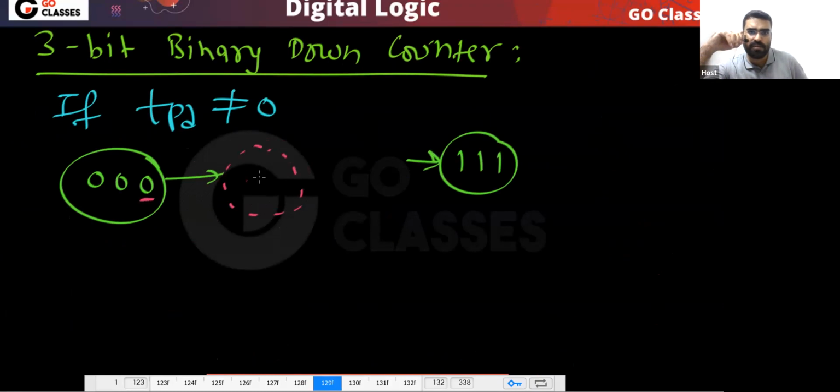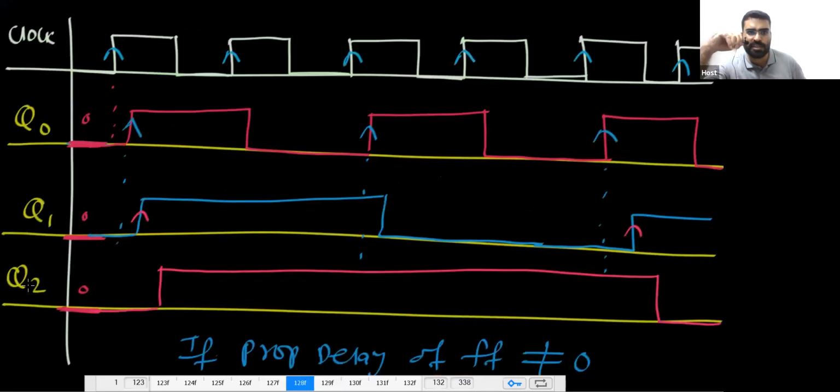First, this will change, right? So you will go to 0,0,1. First this bit will change, then the next bit will change, then the next, and finally the last bit will change. You can notice this in this timing diagram. Before going to 1,1,1, what is happening? See this. For a moment, this is 0, this is 1, this is 1.